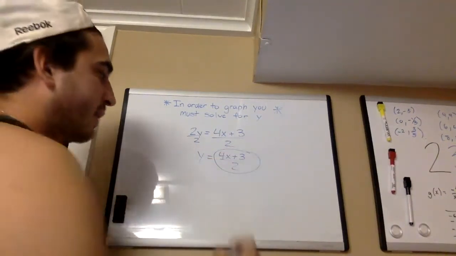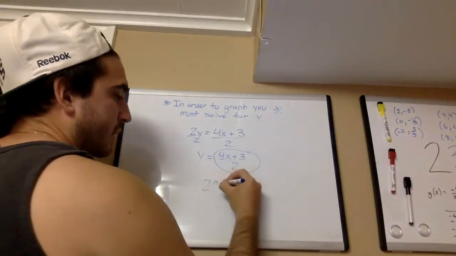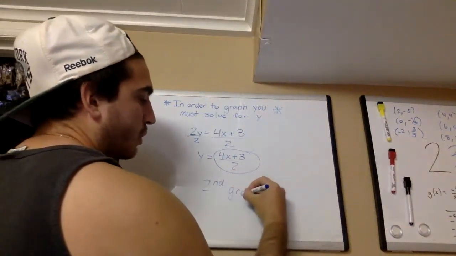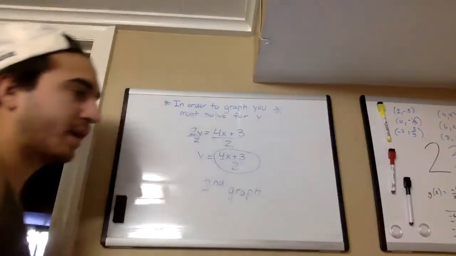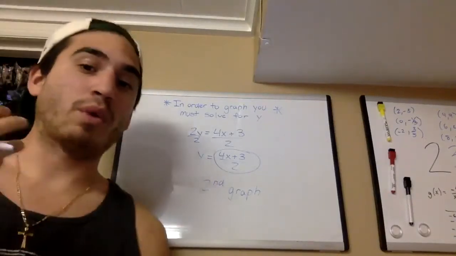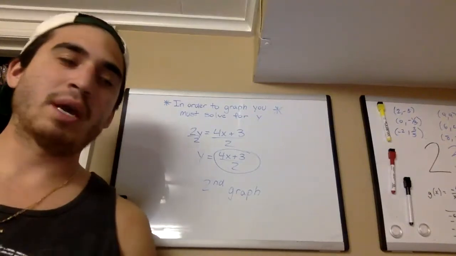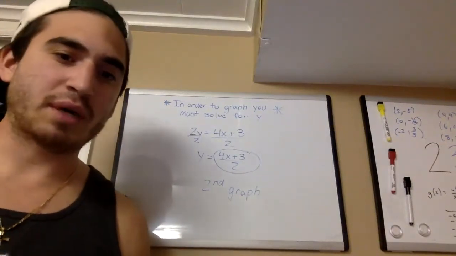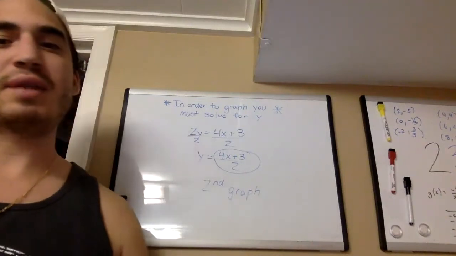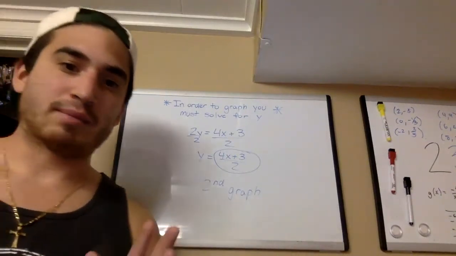Once you put that into your calculator, you go to second, graph, which will give you your table, and your table will give you all your points. Once you get your points, only graph the points that are whole numbers. Don't graph the decimals. Don't drive yourself crazy. Just graph the whole numbers, and then after that, connect your points. It's as simple as that.